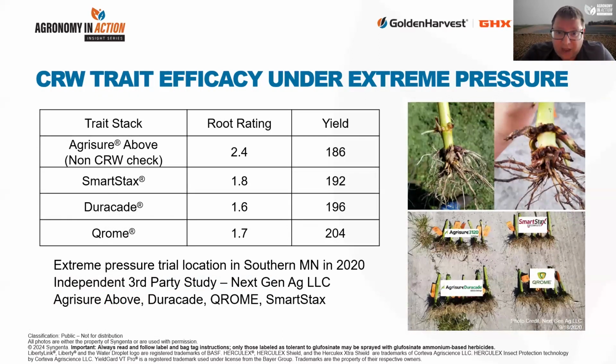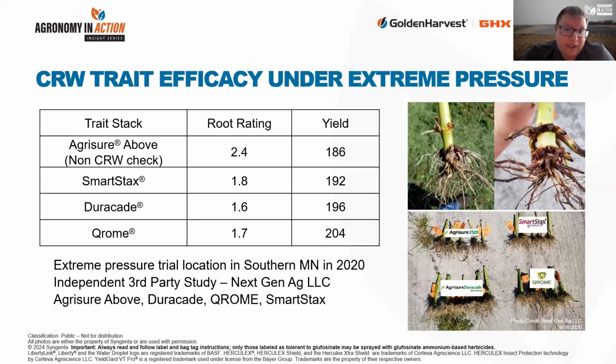Here's an example that I really like from one of our agronomists in Minnesota several years ago now. This was a very, very high pressure field. You can see the roots on the right, and the root rating at the top. That was with a couple hybrids that were just our AgriSure Above trait stack. They didn't have any rootworm control traits at all. 2.4 nodes of feeding, that's what that looks like there on the right. It's a bad day. And we had a couple hybrids each in Smart Stax, Duracade, and Chrome in that field.